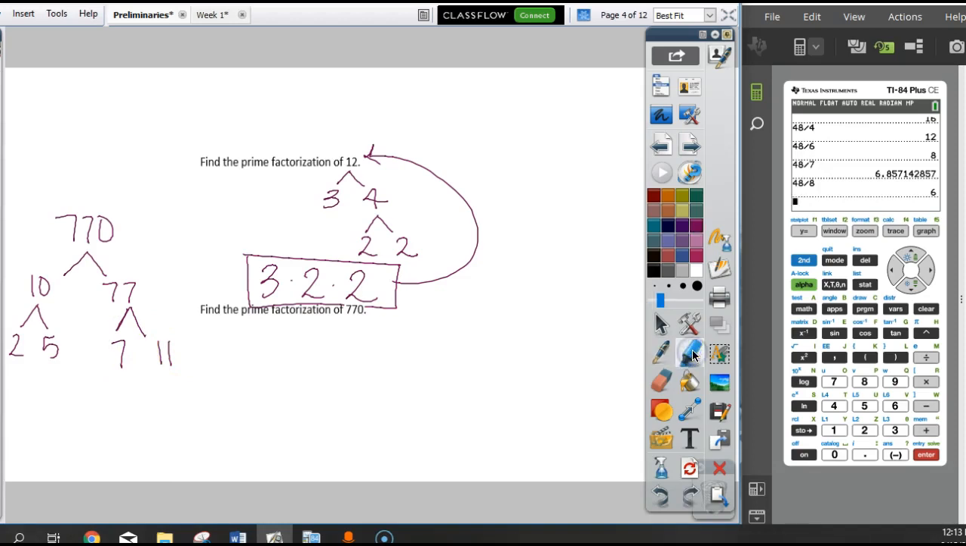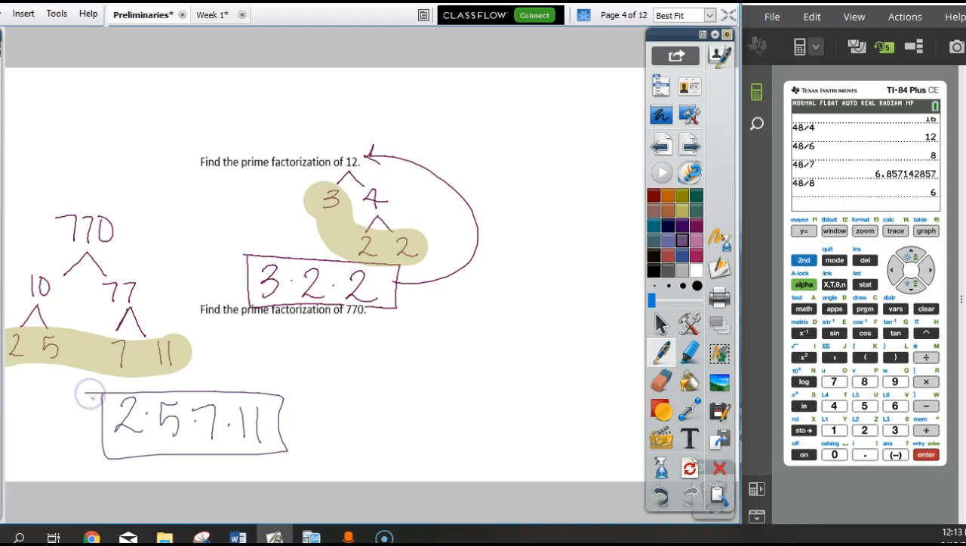And so again, you end up using the very bottom branches of this tree. And so our prime factorization for 770 will be 2 times 5 times 7 times 11. And you can make sure that this is right because when we multiply all of these factors, we should be given our original number, which was 770, so we know that we're correct.